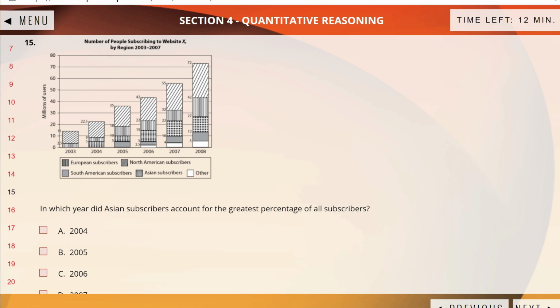Other, South American, European I think is this, North American, so I think it has to be the dotted one. That's so unclear. Anyway, which one is the greatest percentage? Visually, you'd probably say it's 2007, but we can quickly check.